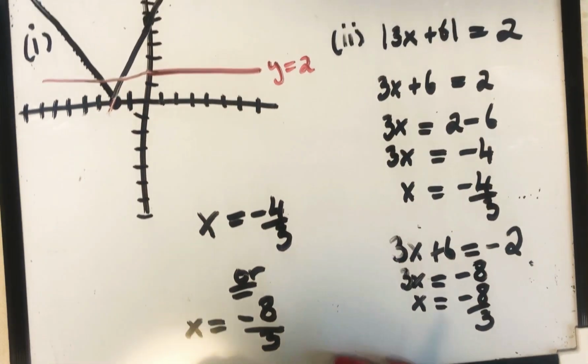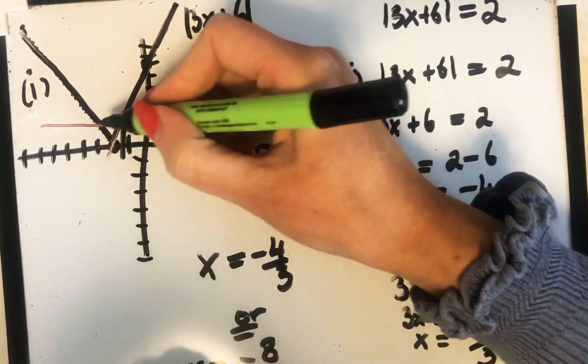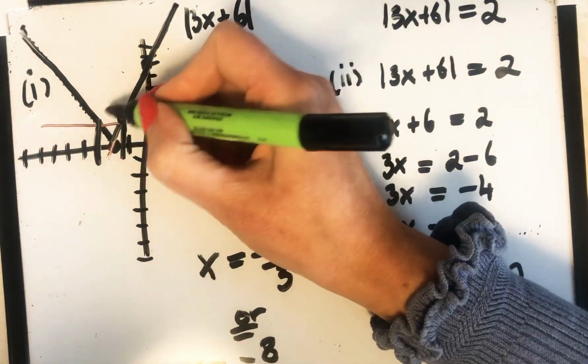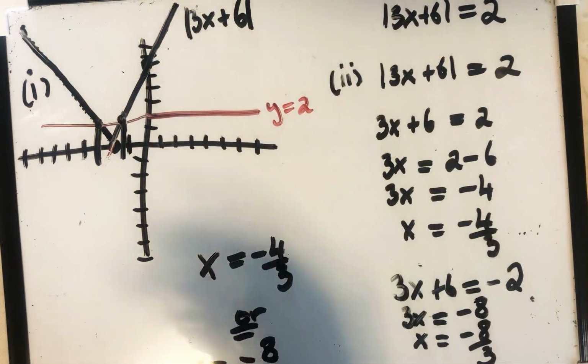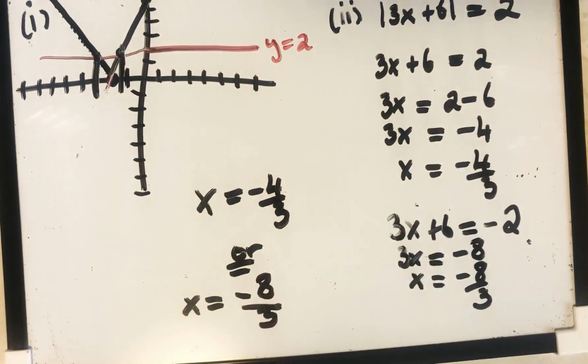And if you look up here, you can see that the intersection is here and the intersection is over there for that and that. And you can see that they're both on the negative x-axis, and we both got negative numbers for x as well. So that's a good way to check to make sure you're on the correct idea.